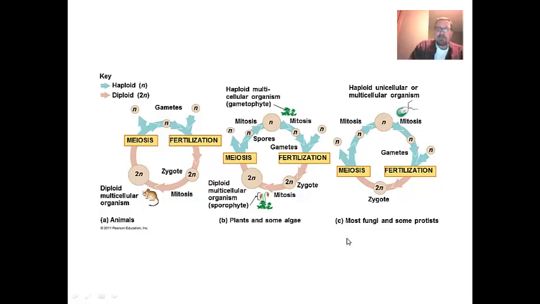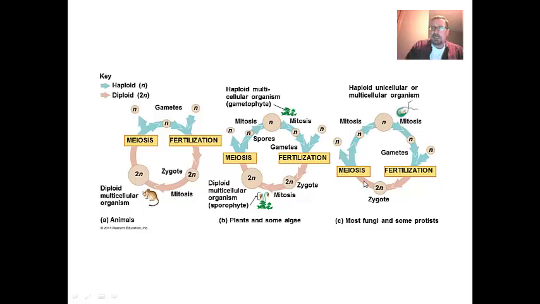Now, if you look at the other side, and I'll skip over here to most fungi, and some protists, what you can see here is essentially an opposite. Those organisms spend most of their life cycle in a haploid state, not a diploid state. And the only time that they are diploid is in that fertilization and short zygote stage, as opposed to our very short haploid stage and long diploid stage.